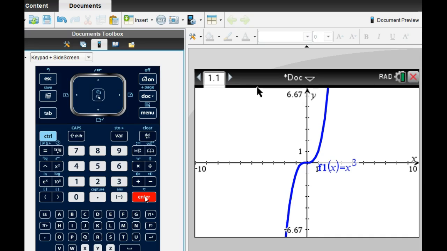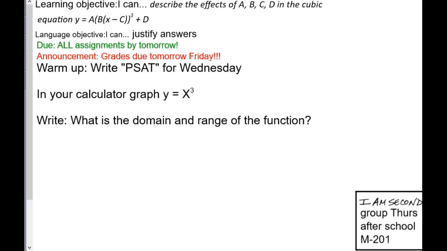So, hopefully you've seen that before, right? Now, I want to know the domain and range. Now, I'm going to sketch this over here. You can do that if you want. Okay, it looks like this. You don't have to, but there it is.